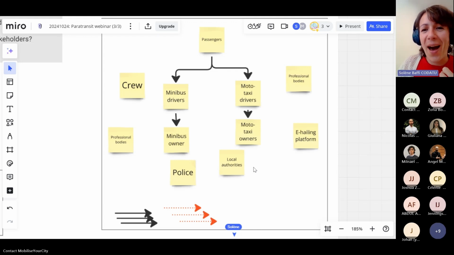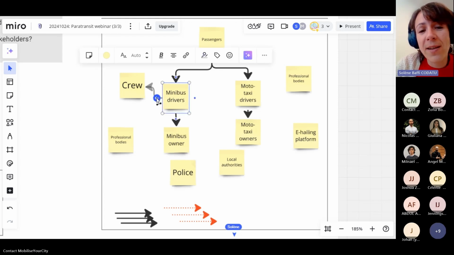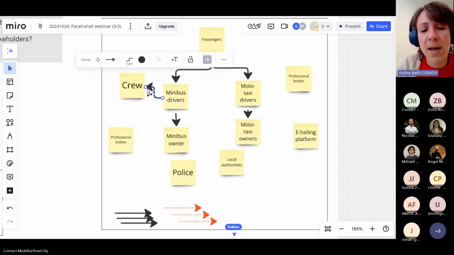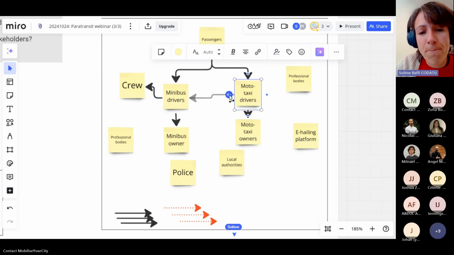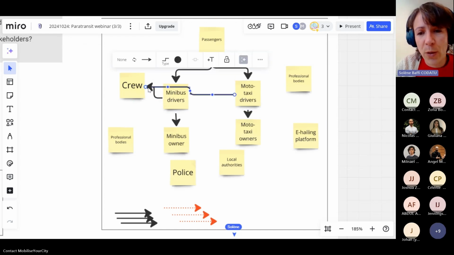Not really. So I would try to suggest that maybe the drivers have then to pay directly to the crew as well, and then use part of the income generated with the passenger fares to also distribute money to the crew.